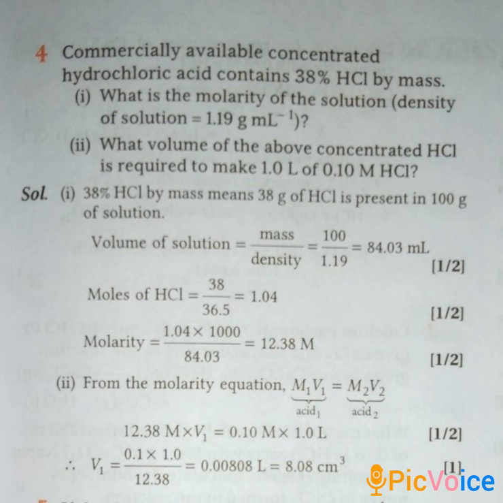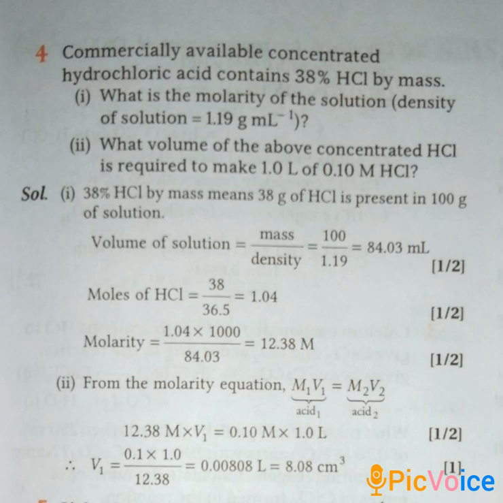Now moles of HCl are to be calculated, given mass by molar mass, all of you know that. So 38 gram is given. 38% means out of 100 gram, 38 gram is given. So small m, that is given mass, is 38, and molar mass of HCl is 36.5 because hydrogen has atomic mass 1 and chlorine has 35.5. So 1 plus 35.5 becomes 36.5. So moles of HCl equals 1.04, and molarity equals 1.04 into 1000 by 84.03 ml.